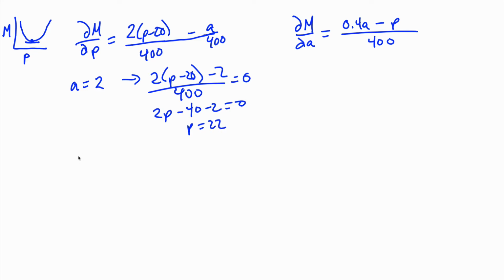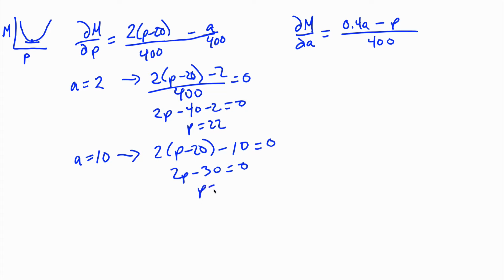And what about for older fish? Let's say my fish are all senior citizens. I got them from a fish rescue, say. In that case, we've got 2 times (p minus 20) minus 10 is equal to 0, 2p minus 30 is equal to 0, p is equal to 15.